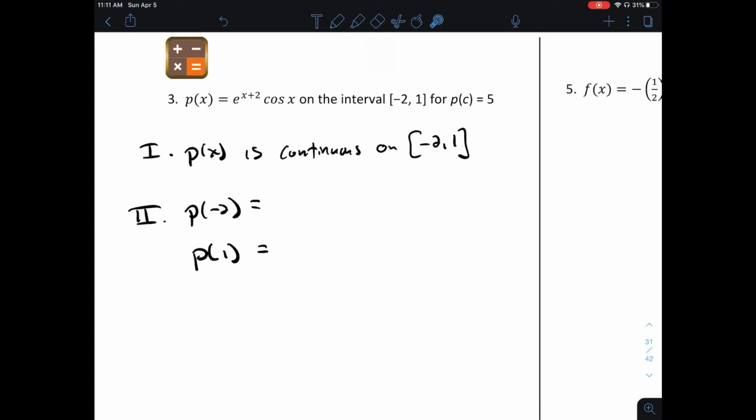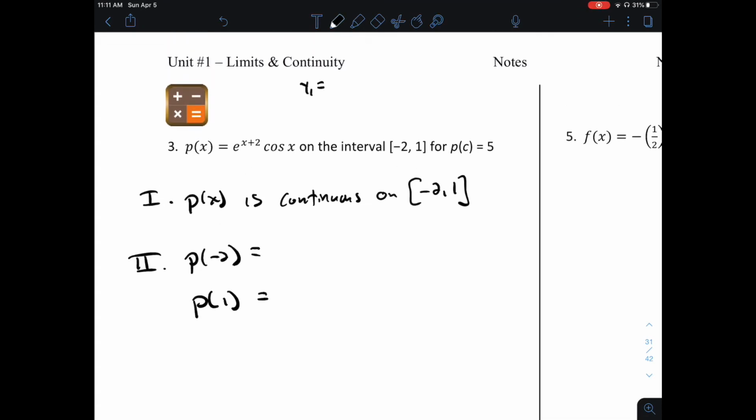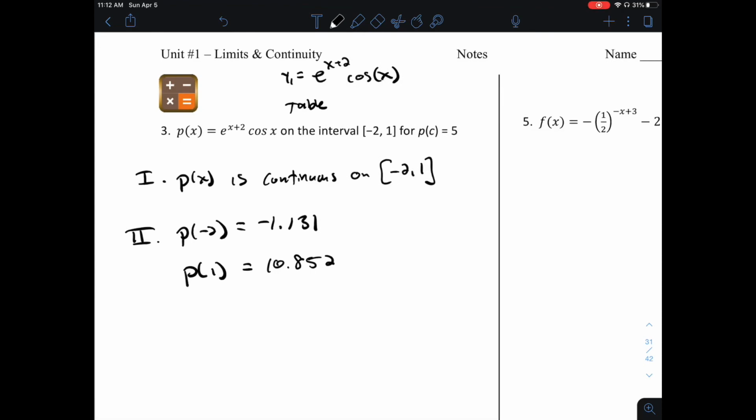So what you can do is go to your y1 in your calculator. You can type in this function, e to the x plus 2 times cosine of x. And then you can go to your table. Make sure you set your table up first, do second table set, and then choose your independent variable to ask. Then you can just type in when you go to your table, x is -2, and you should get something like -1.131. And you should get, for p of 1, something like 10.852. It's all the work you've got to show when you have a calculator. You do have to write this down. I mean, that's the work that you show.